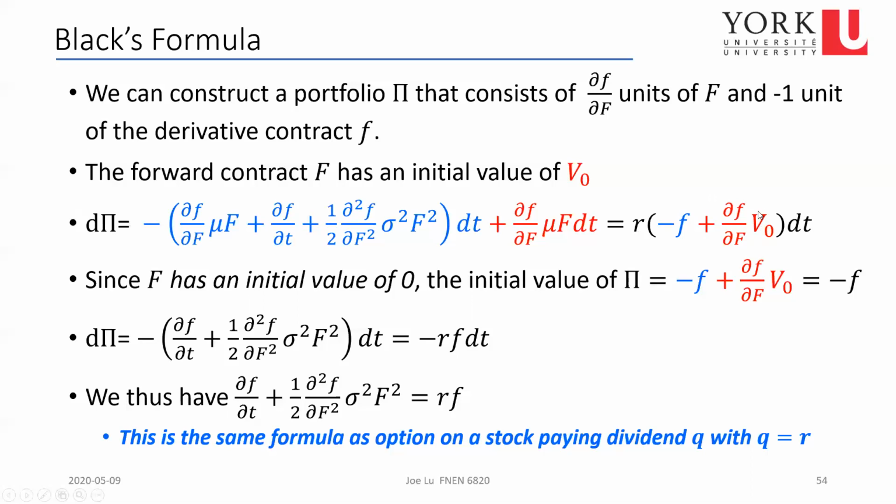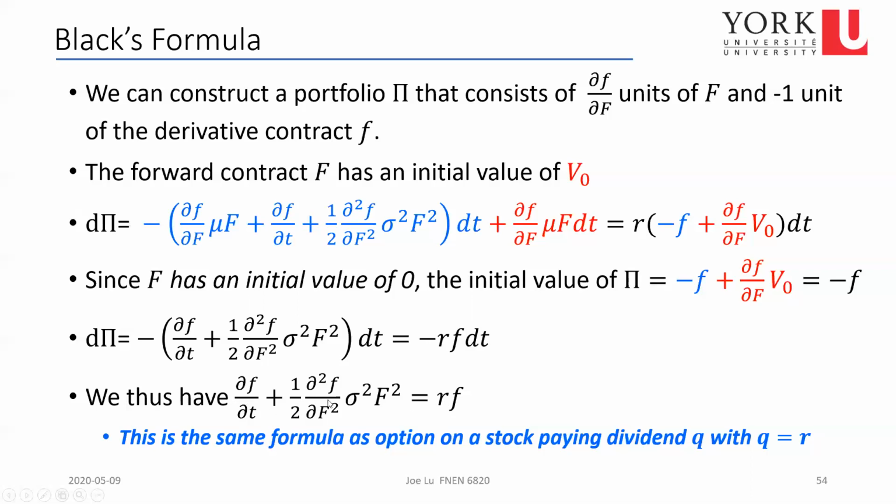Now, the initial value of the forward contract is 0, so the value of this portfolio is really just the derivative value minus F here. If you plug that in, you'll see the change of the portfolio takes this particular form, which is equal to minus rF dt. And you have derived a partial differential equation here.